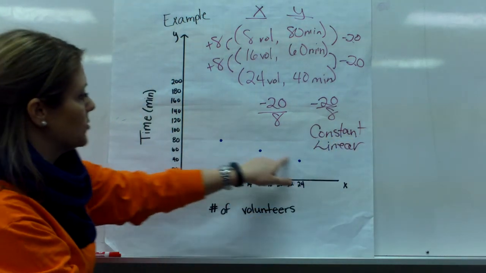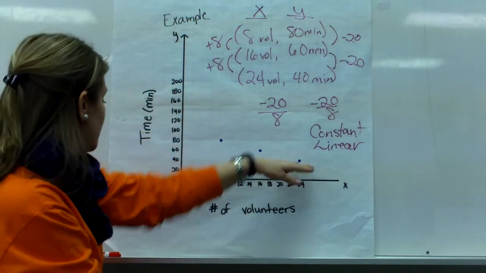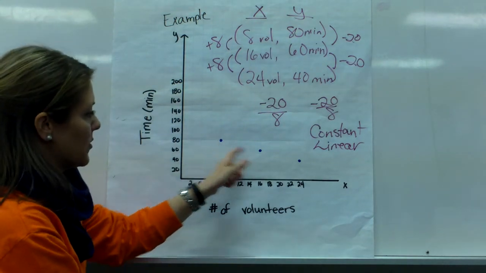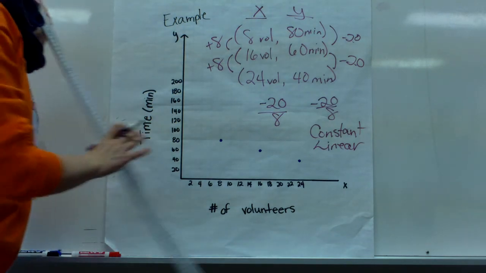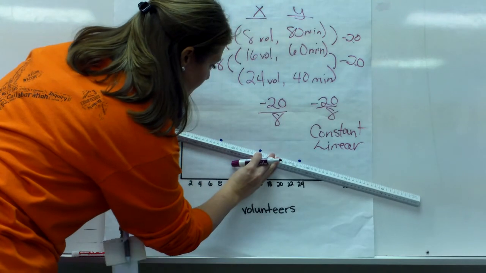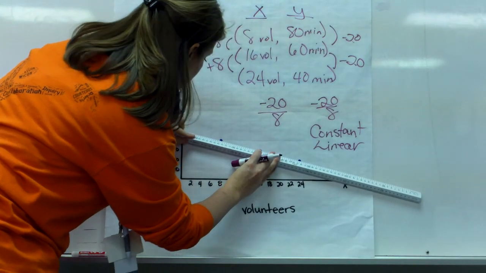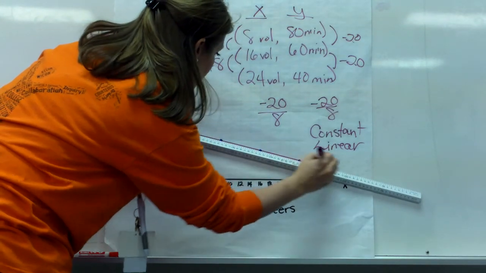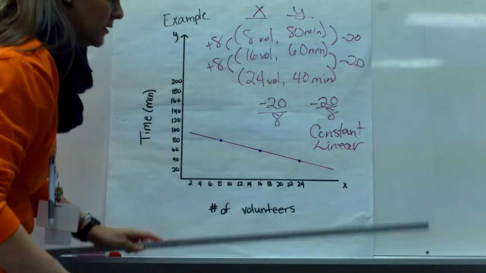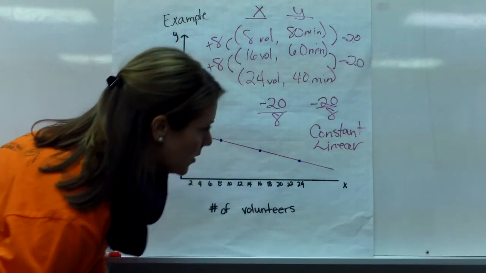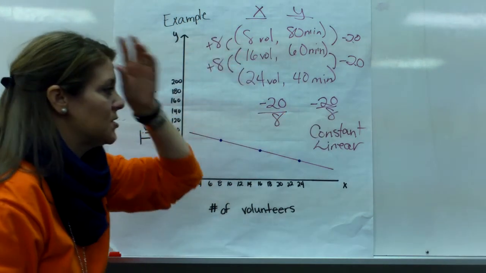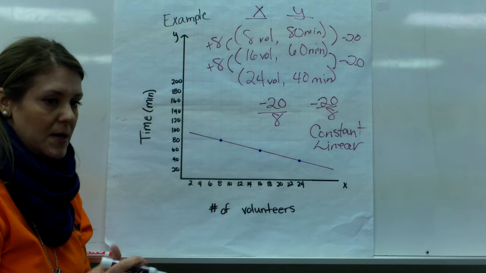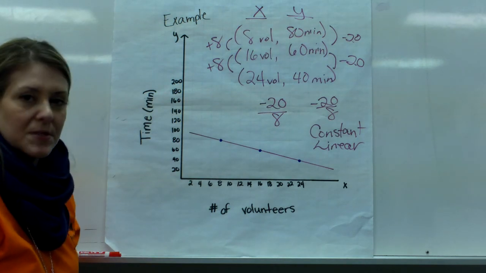If I take a ruler to this, we will get a straight line with those 3 points. They all fall in the same line. That is a linear situation. So you can determine if it's linear by looking at those rates of change and seeing if they're the same all the way down. We're going to do more examples in class.